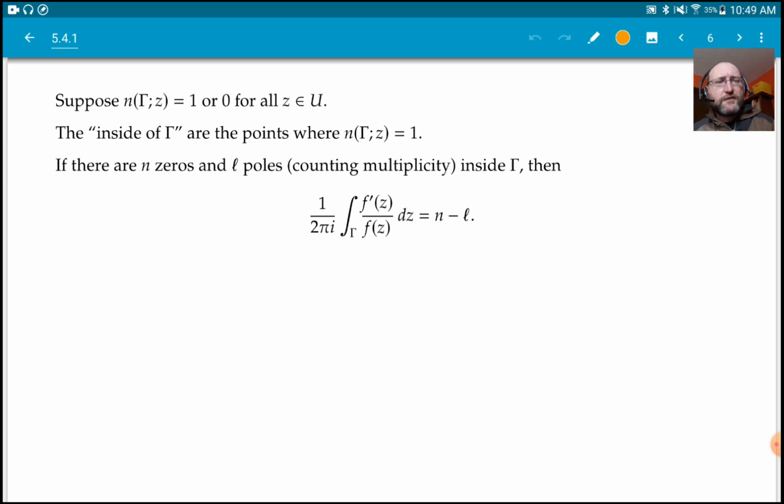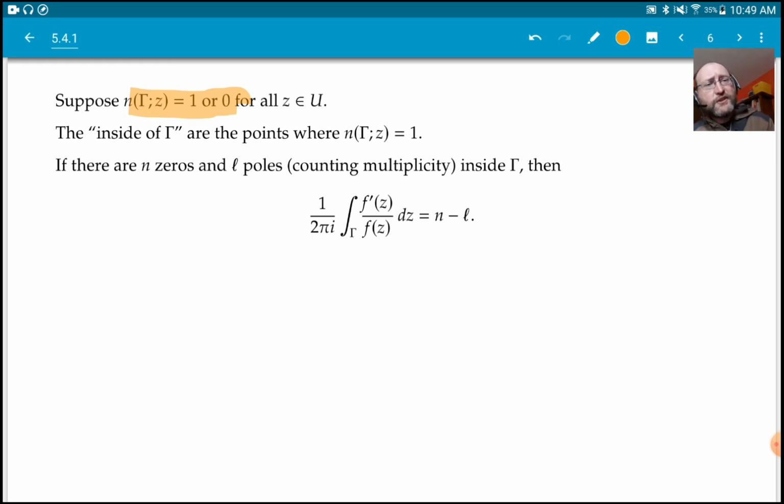In a lot of the applications, you get to pick the gamma. So it doesn't really make sense to make it wind around a whole bunch of times around some points. So a lot of times what you do is you make it so that the winding number around various points in U is either 0 or 1. Right? You don't wind around anything more than once. If you get to pick the gamma, you could always do that.